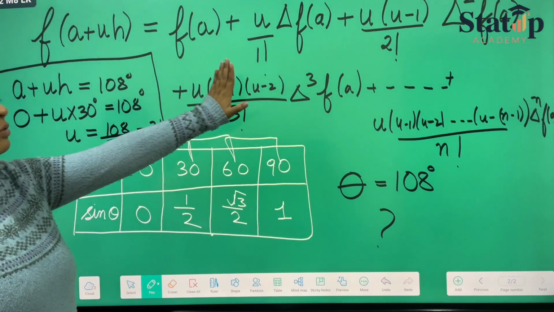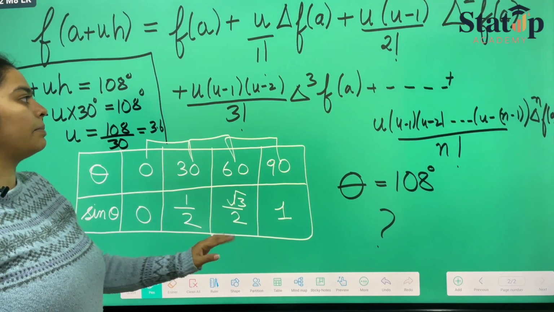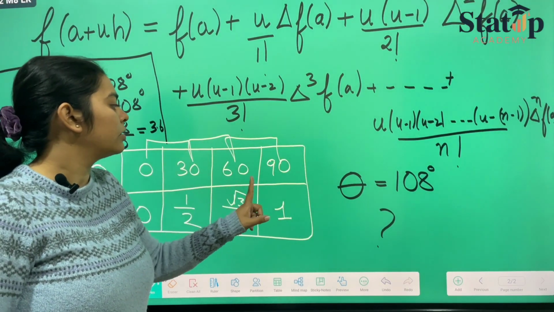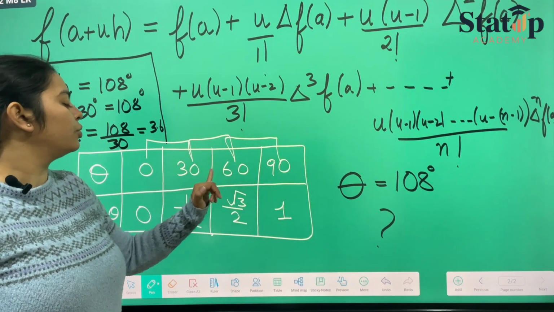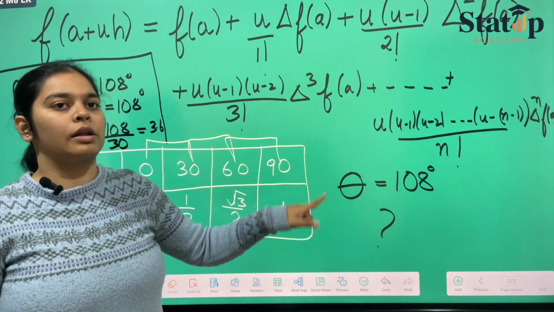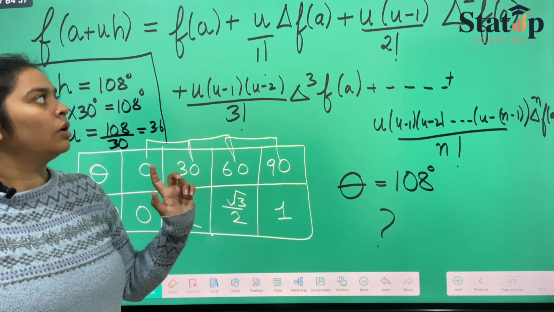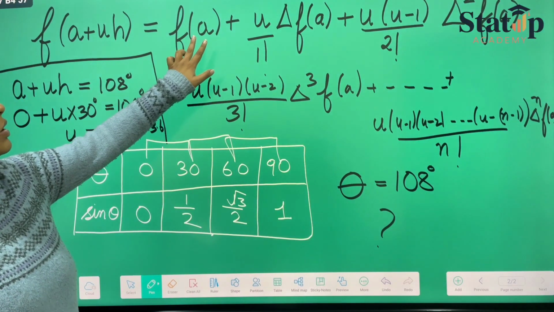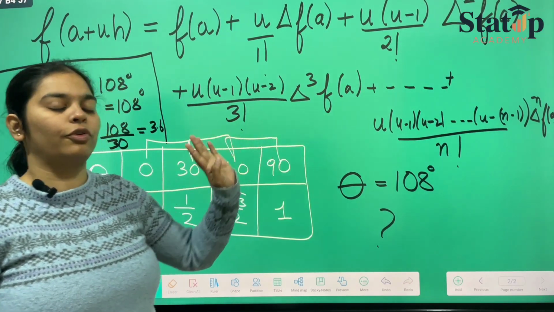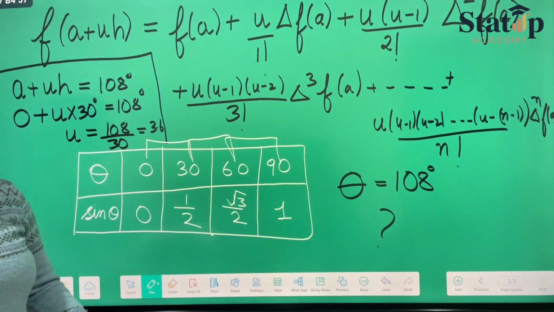Now we put the difference method here. We'll go up till this 90 degree, which is 1, 2, 3, and 4, which is delta raised to the power 4. No, 3 only. 1, 2, 3, and 4, 4 terms. Okay, that's how we calculate it.